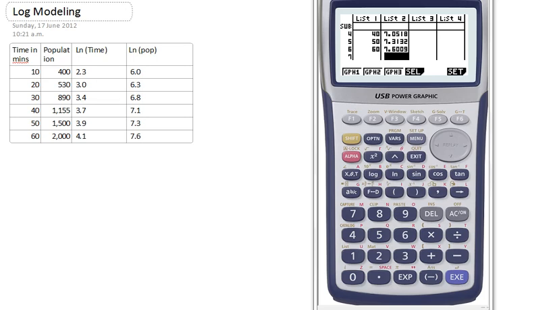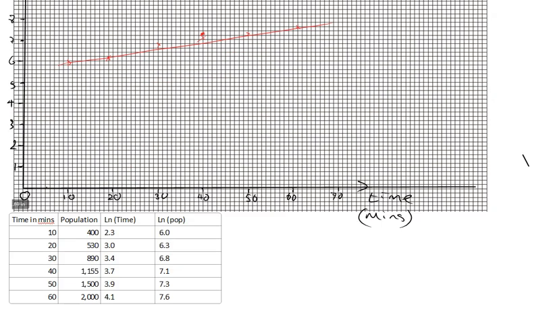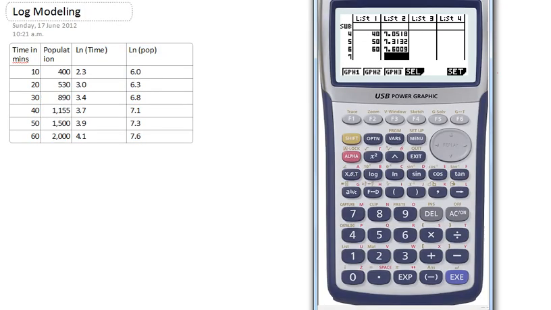Okay, so we drew our graphs. They're here and here. We discovered that the power one was a bit curvy, whereas the exponential one was straighter. So we're back here. I've just entered in the data into my calculator.